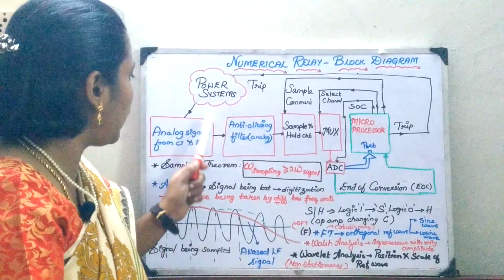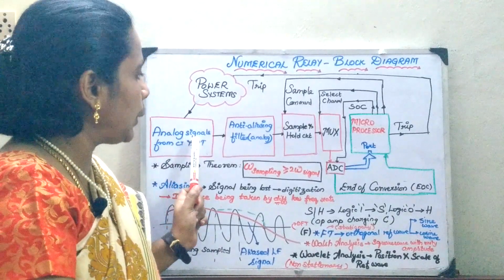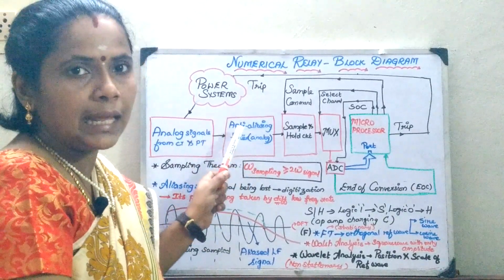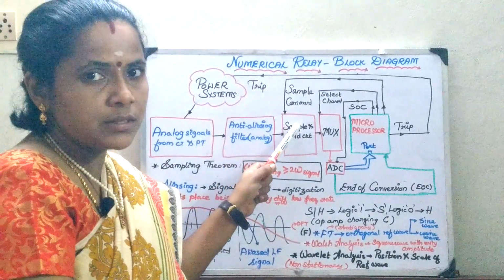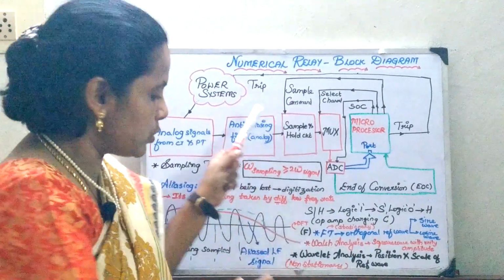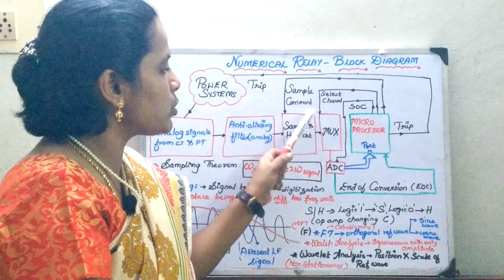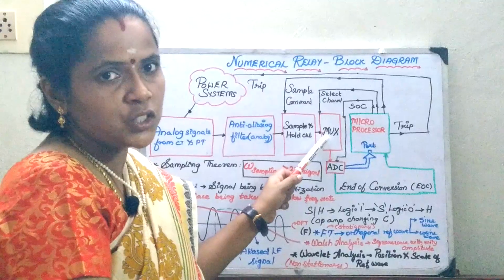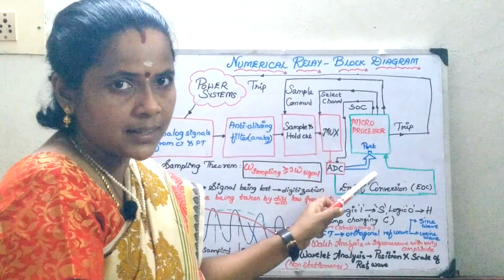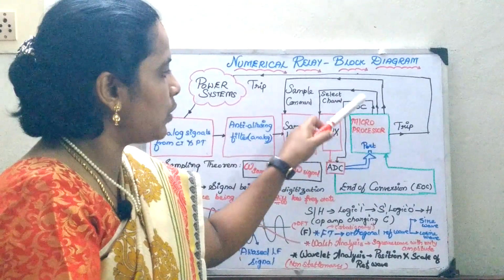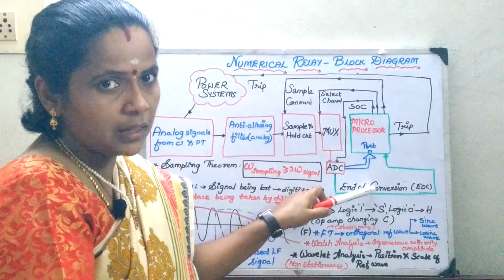So you have the analog signals, which have to be sampled at greater than twice the signal frequency, and the low frequency aliasing signal has to be removed. Then it goes on to a sample and hold circuit which samples at different windows. Then it goes to the mux to select the particular channel, and all the analog data are converted to digitized data, working with the ADC, the SOC and your EOC signals.